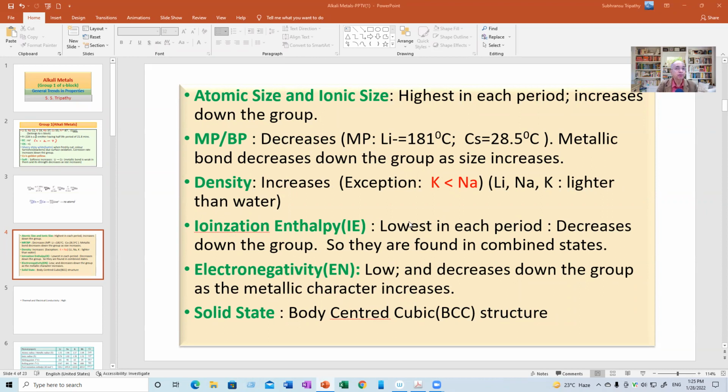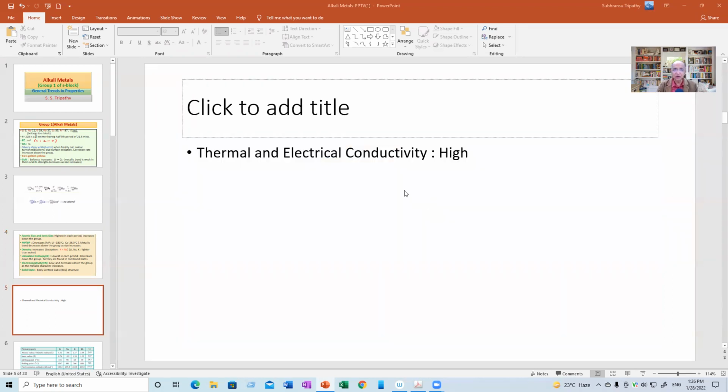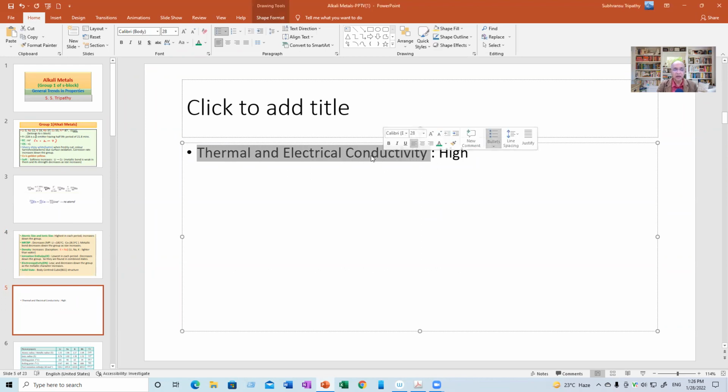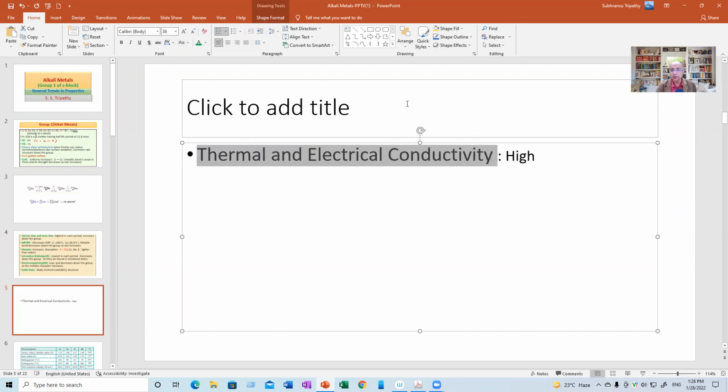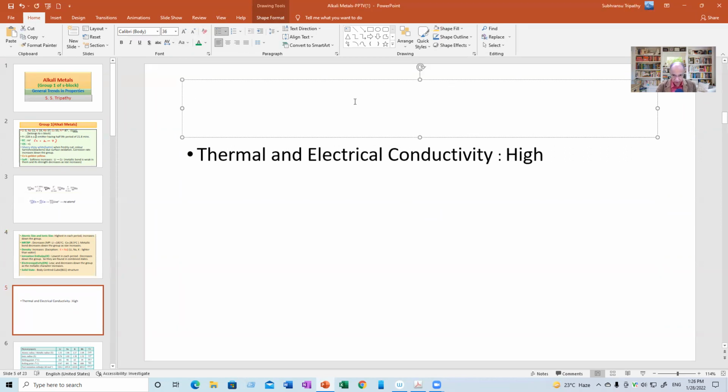And please be with me to complete the general trends in the physical properties and chemical properties of alkali metals, the general trends, their group traits, similarity in their behavior, and the dissimilarities also. Now, conductivity is very, very high. Electrical and thermal conductivity, they are high. I forgot to make it bold. I'm doing it now.